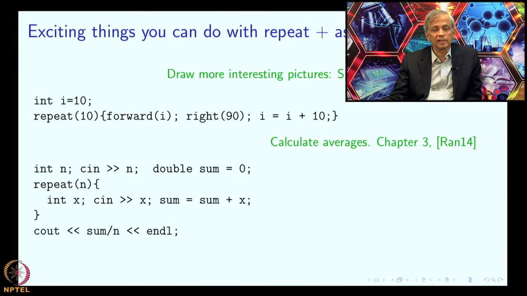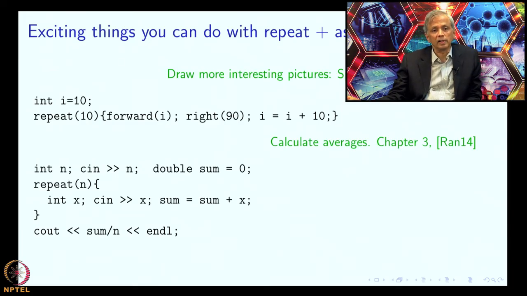Calculating averages is another example, also discussed in chapter 3, where assignment statements are discussed. What happens here is that we read in n, which tells you how many numbers we are going to read. We set sum to 0, and in each iteration of the repeat, we read a number and add it to sum. Finally, we print out sum divided by n.